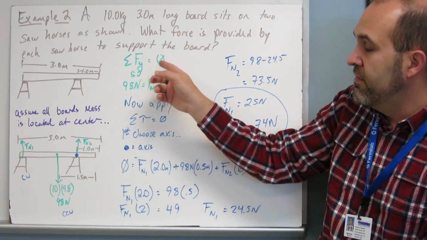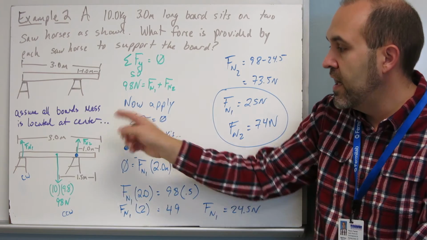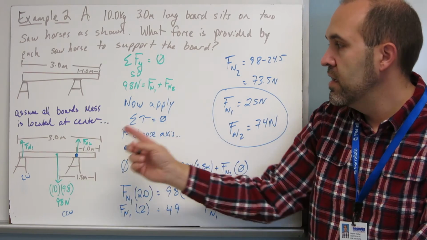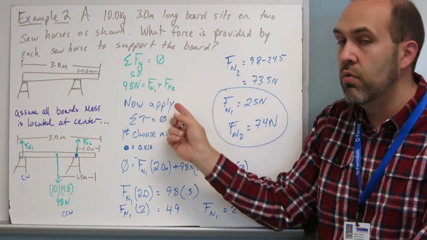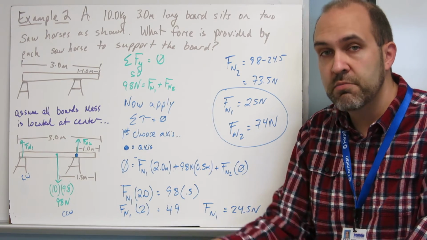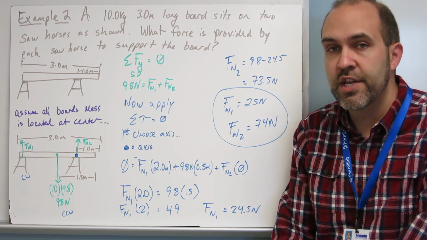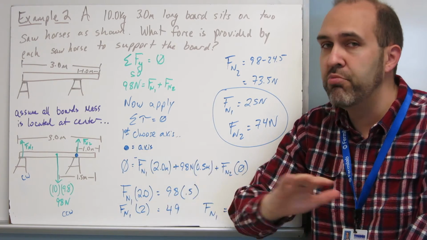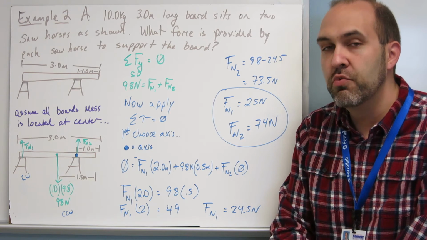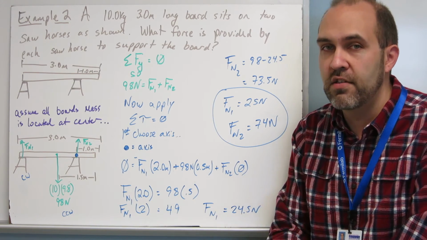When I write my sum of all forces equation, I get two unknowns, just like I did in the last example. I get 98 newtons down, that's the weight of the board, is balanced by the normal force from each sawhorse pushing up, but I don't know either one of those. So we'll apply sigma tau equals 0. But first we have to choose an axis of rotation. I can choose any point that I want, but choose wisely. You want to choose a point such that it eliminates a torque that you don't know how to calculate otherwise.